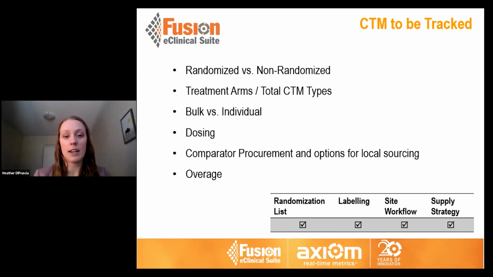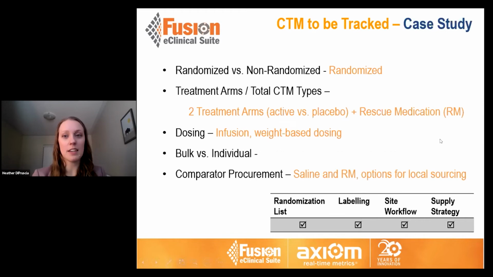So our example here, our case study. Our scenario is that we have a randomized supply. There are 2 treatment arms, active versus placebo. We have our rescue medication. Our dosing is weight-based dosing. It's an infusion. And what are we going to do about bulk versus individual? And what can we do about the comparator procurement?